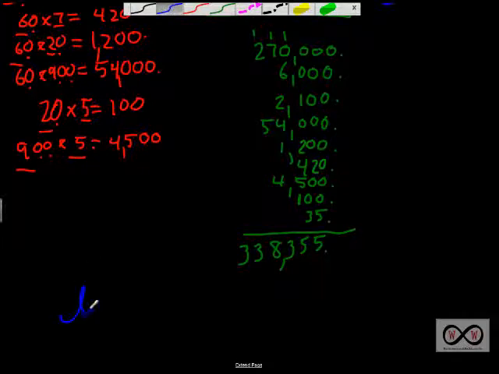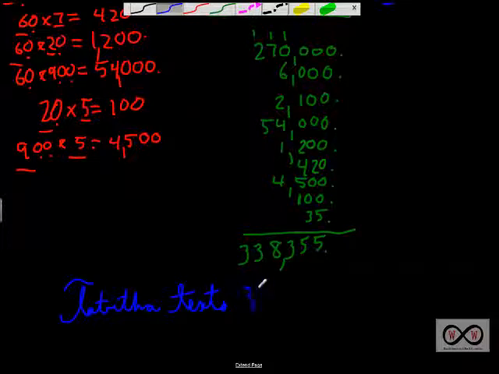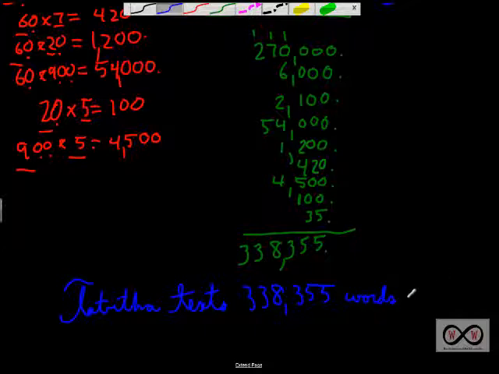Here we go. Tabitha texts 338,355 words per year, or in 1 year. There you go. That's the answer to the first problem.